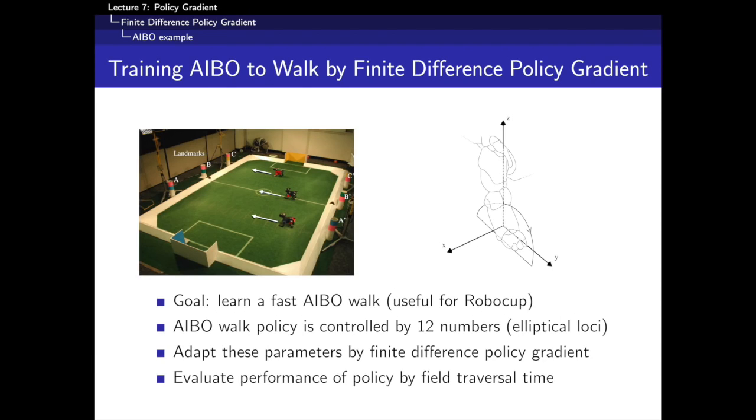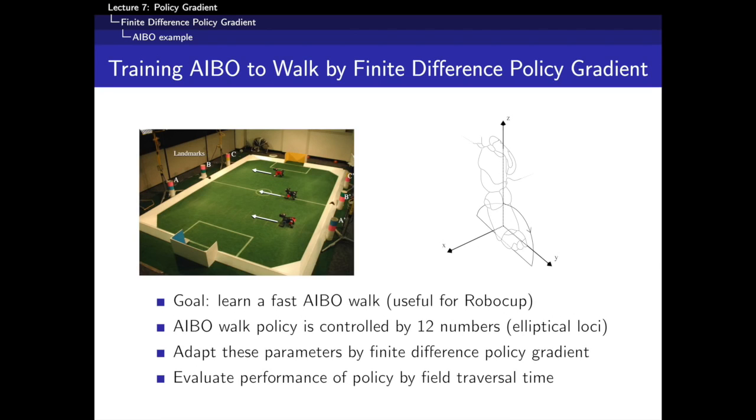But the goal is to adapt these parameters now. The first people to do this, Peter Stone et al., did it by finite difference policy gradient, just like we just described in the last slide. What they did was they basically just ran these robots backwards and forwards along this field and measured how long it took them with each gate.